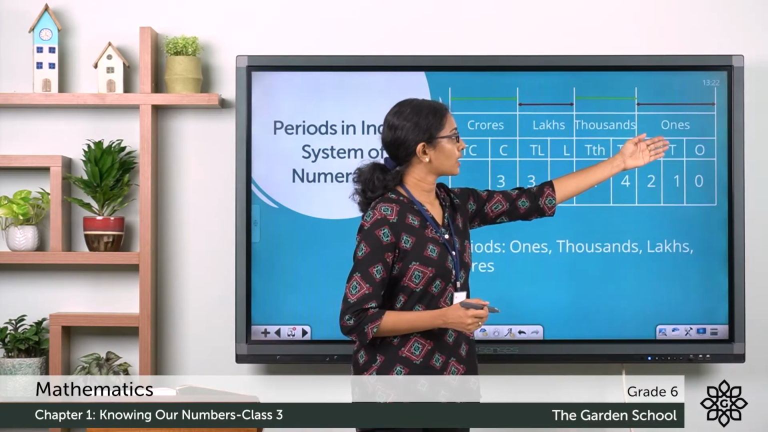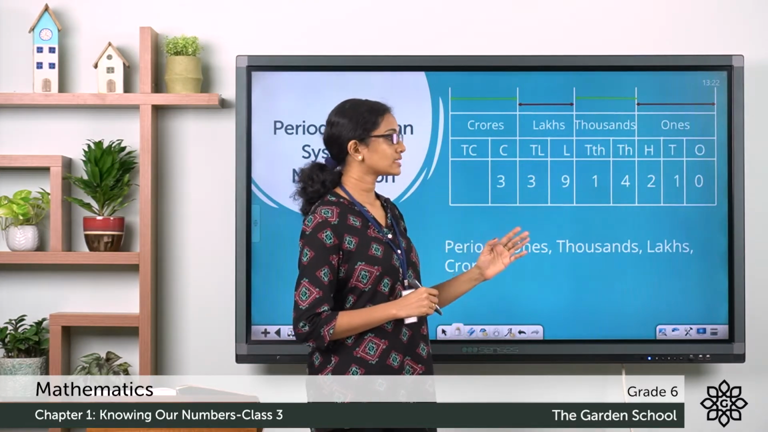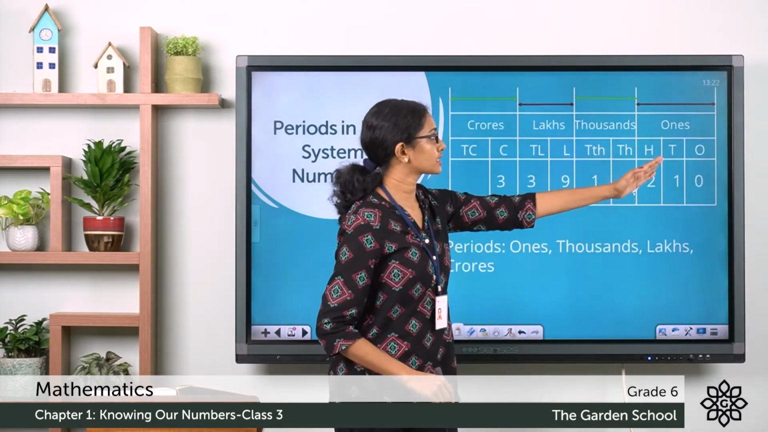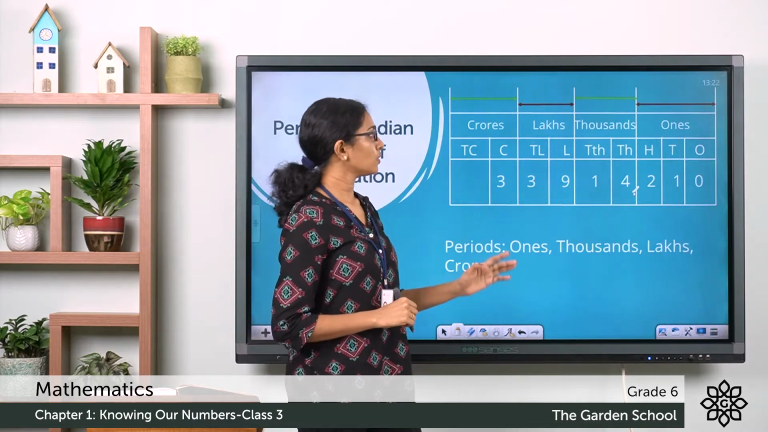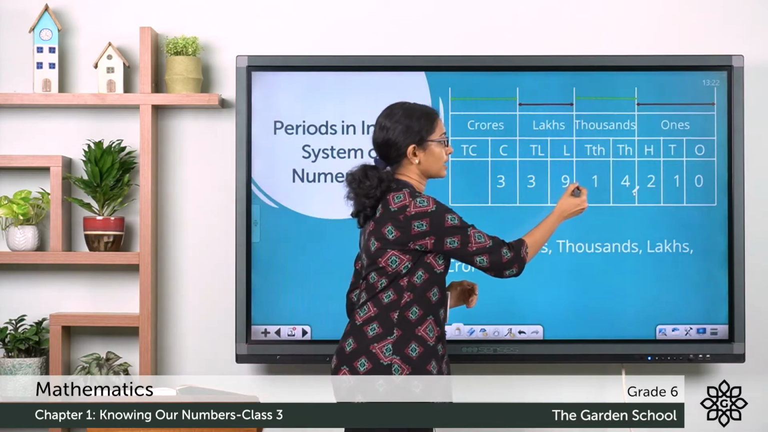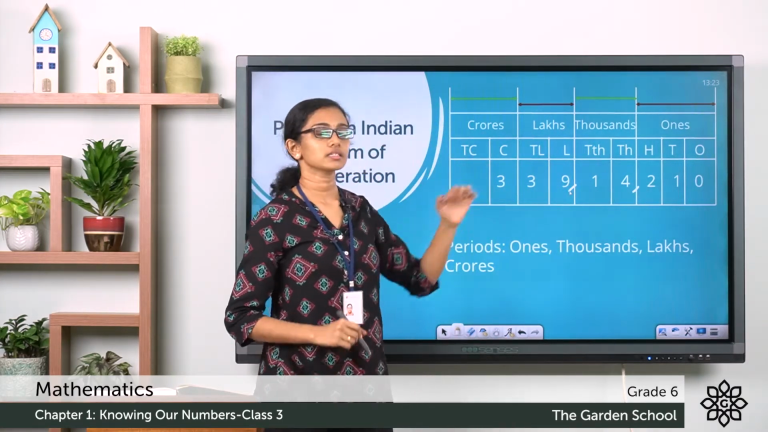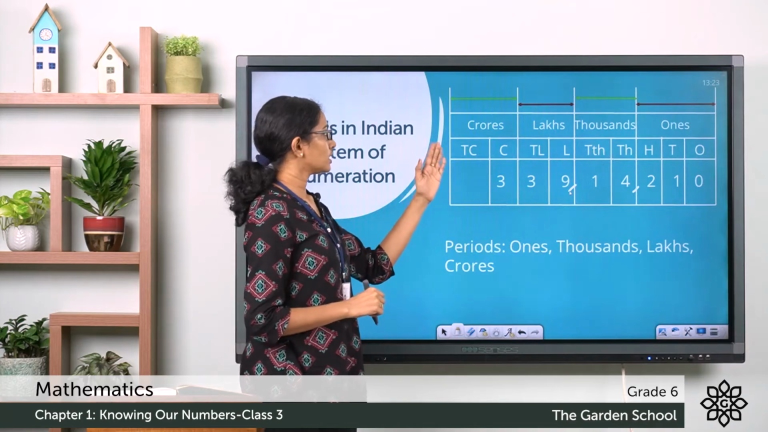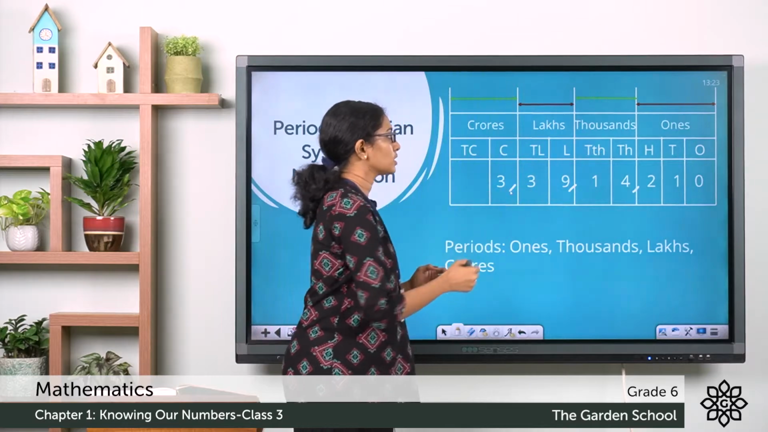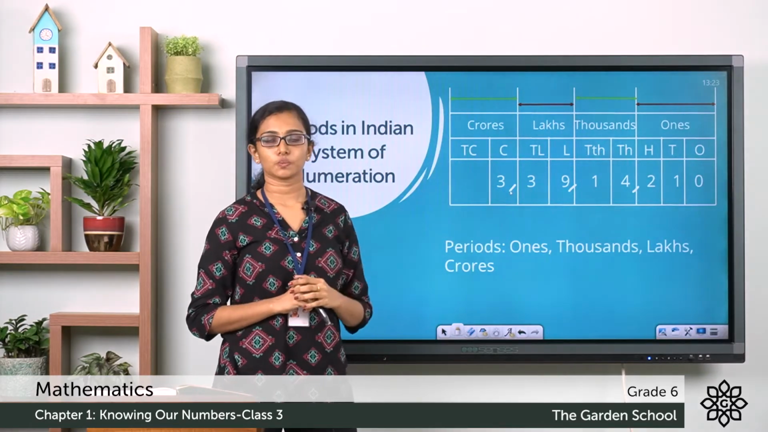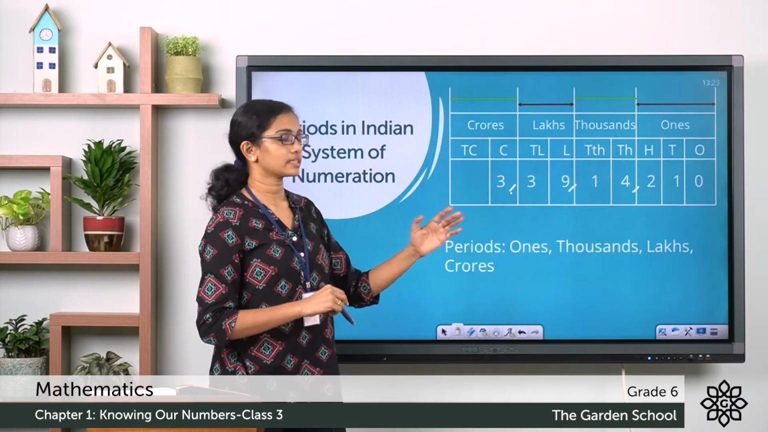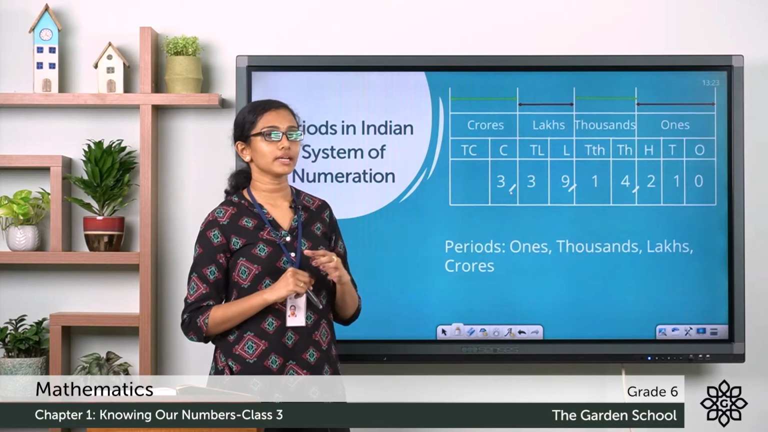So here you see the ones period and thousands period. So let's insert a comma in between these 2 digits to separate the ones and thousands period. Now let's separate the lakhs and thousands period. So I'm going to insert a comma here to separate the lakhs and thousands period. Now let's separate the crores and lakhs period. So I'm going to insert a comma here, separating the crores and lakhs period. Now that we have inserted commas in between to separate the periods, the next step is to read the number.